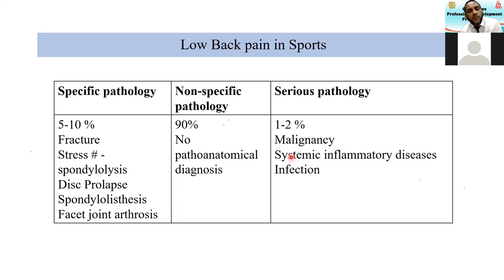90% of low back pain conditions are non-specific, because there is no pathoanatomical diagnosis. It is always important to exclude red flags and serious pathology, which is about 1 to 2%, like malignancy, systemic inflammatory diseases, and infections, when an athlete comes with low back pain.